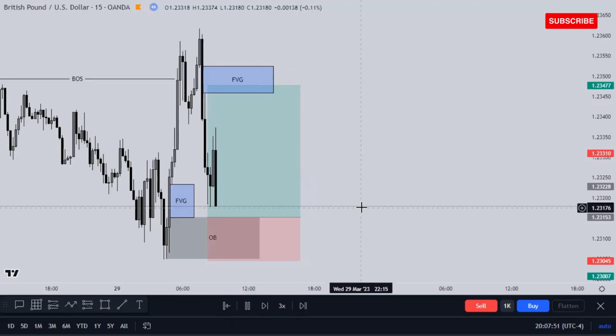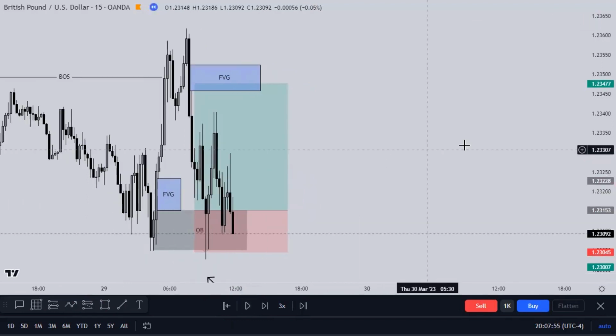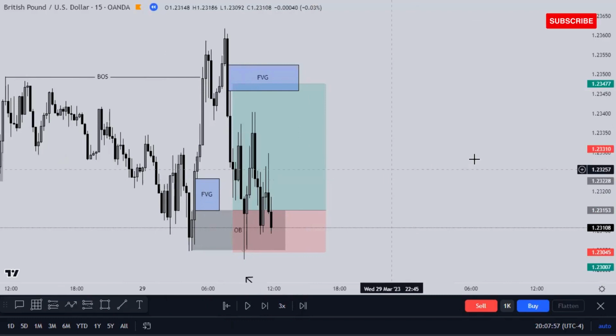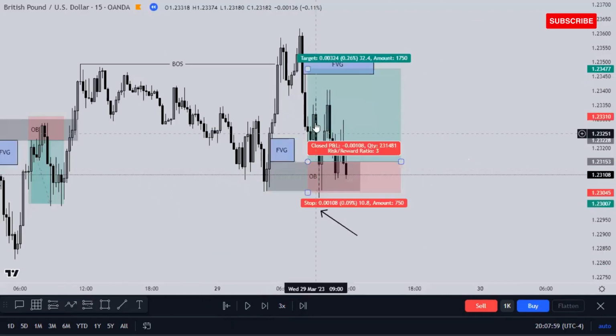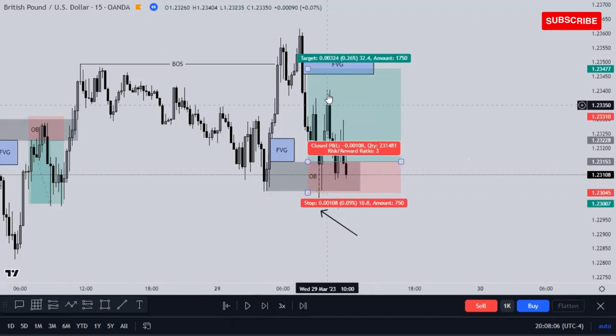Okay, this is what happened. We got spiked out of this trade, and immediately we got tagged in. That was so frustrating. Look at this. The market swept inside this order block here. Then what did it do? It immediately rallied up, like 1 to 2.5 hours, something like that.